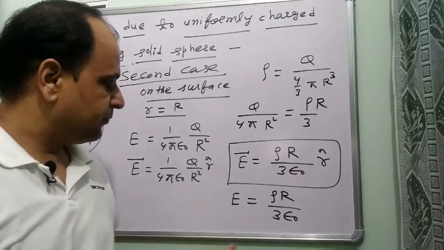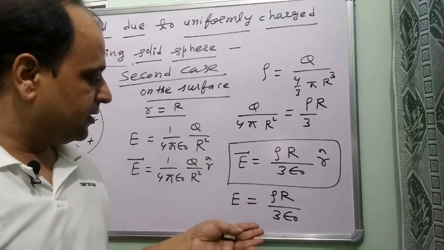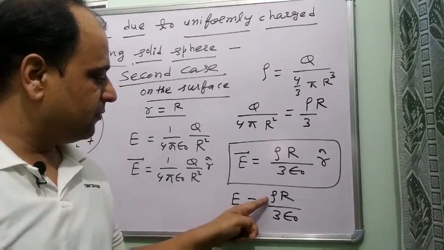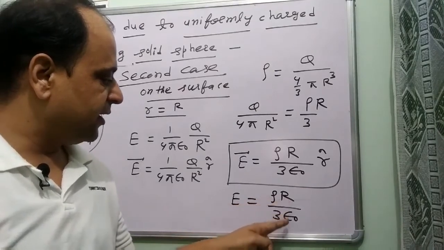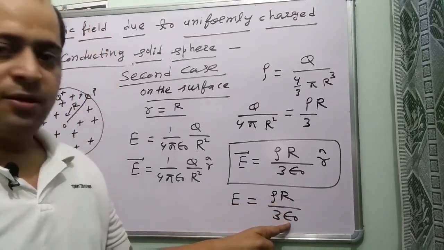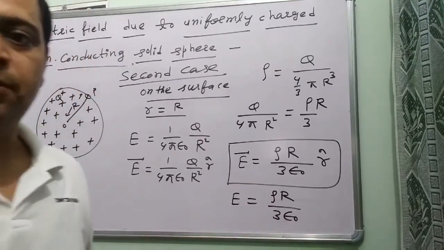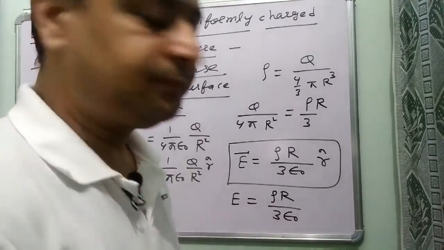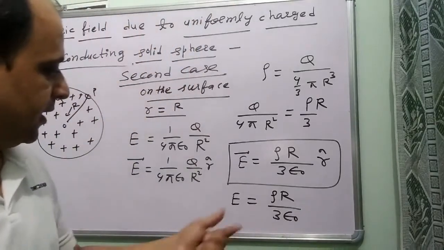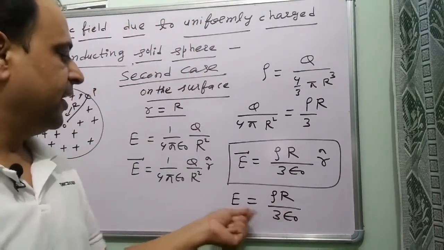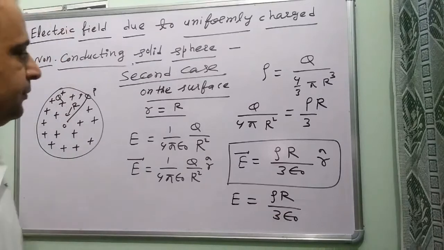If any question gives the volume charge density and radius of the sphere, remember that epsilon naught is 8.85 into 10 to the power minus 12 in SI units. Then we put the values and get the electric field.